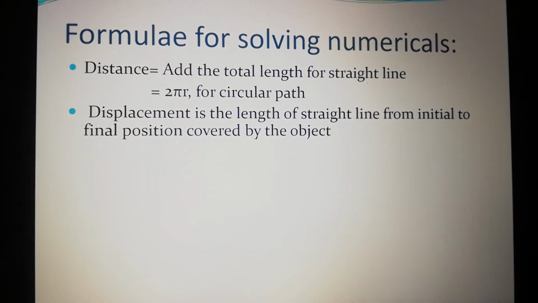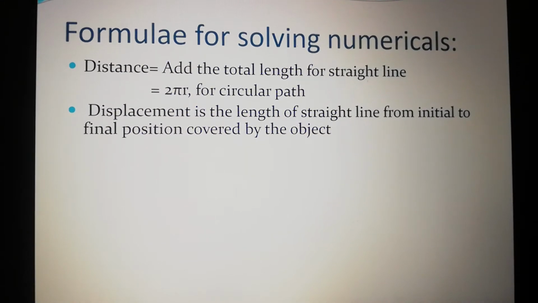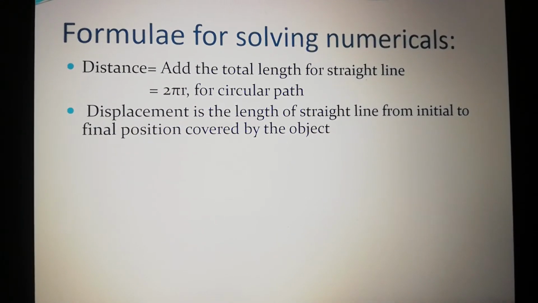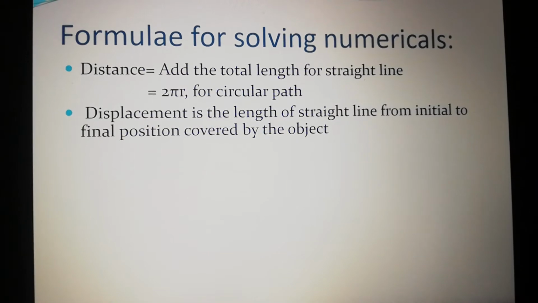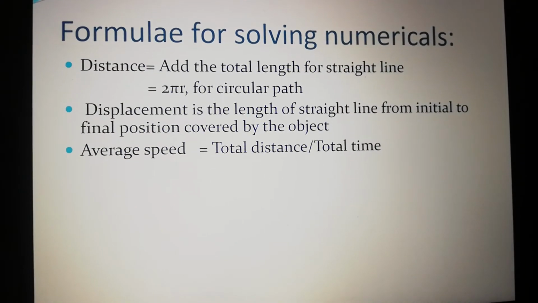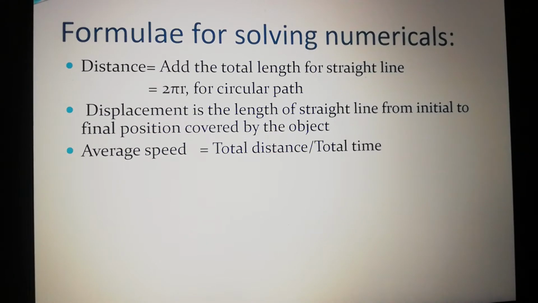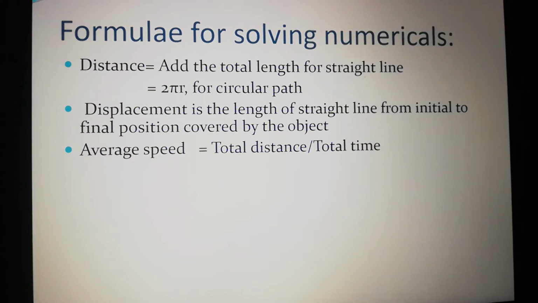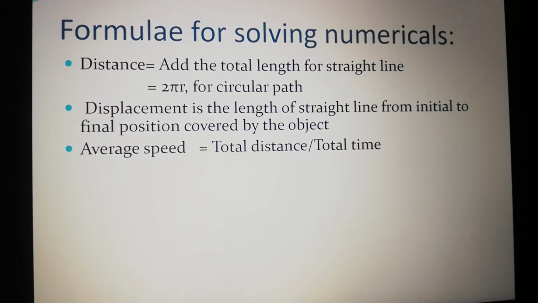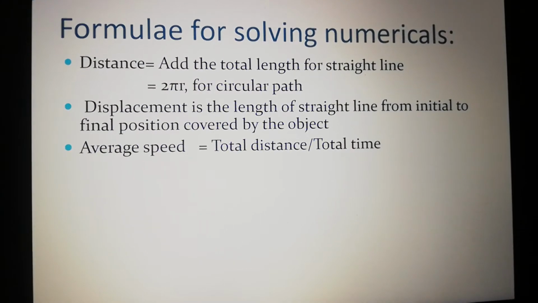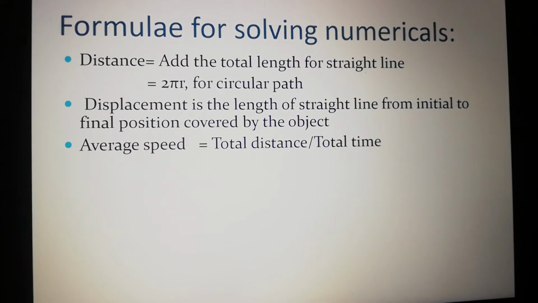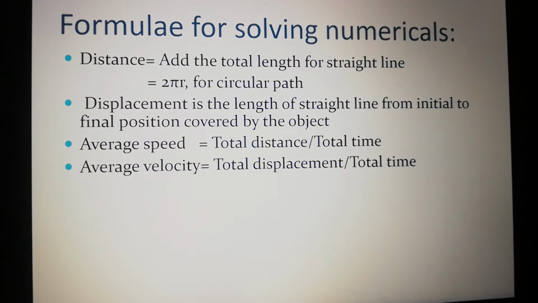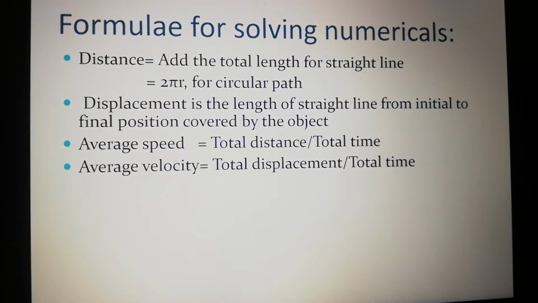Next is displacement. Displacement is basically the length of the straight line from the initial position to the final position covered by an object. That means there is no particular formula. You are not going to add as you have done in distance. It's nothing like adding, or using circumference for circular paths. It is entirely different from distance. For displacement, you have to see the initial position and final position. Joining the initial and final position, the length of that straight line is your displacement. We have already discussed displacement calculated in different manners in our previous videos, so I hope you have an idea of how to calculate displacement.